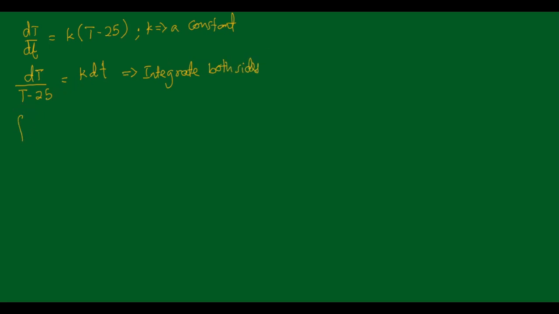On integrating, we have the integral of dT divided by (T minus 25) equal to the integral of k dt, which can be written as k integral of dt. So in integrating this, we now have that ln(T minus 25) is going to be equal to kt plus ln A, and A is an arbitrary constant.